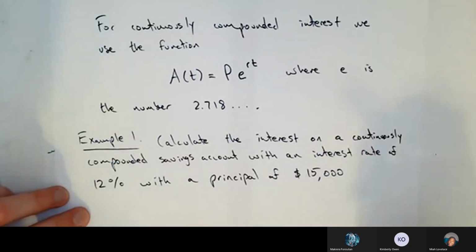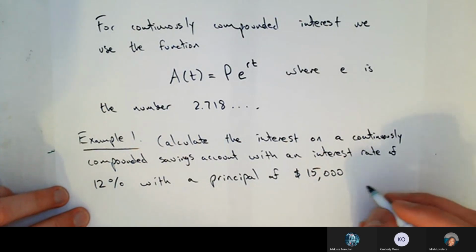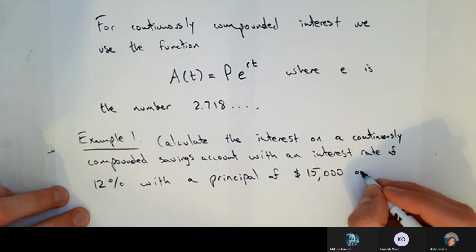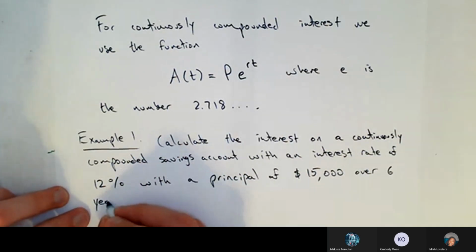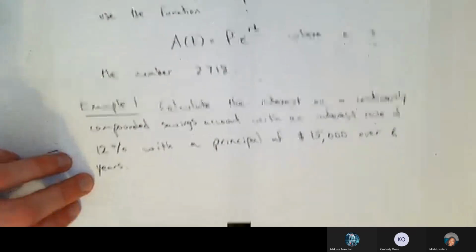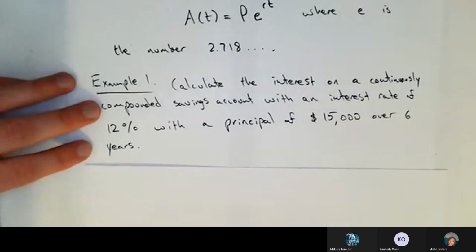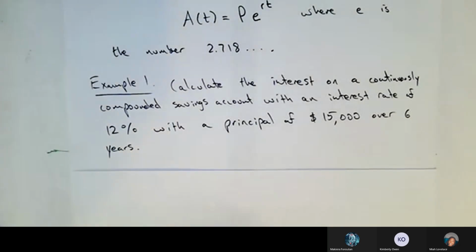I have to give you a lot here, right? I have to give you the principal, the interest rate, how much it compounds, which I've said is continuously compounding. Calculate the interest on a continuously compounded savings account with an interest rate of 12% with a principal of $15,000 over, let's say, 6 years. So if I'm asking about compound interest, you should be thinking, okay, I'm going to use one of the two A of t formulas.